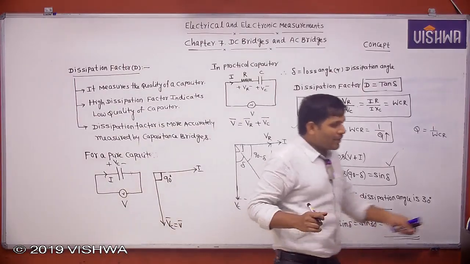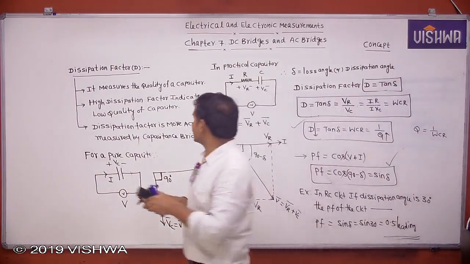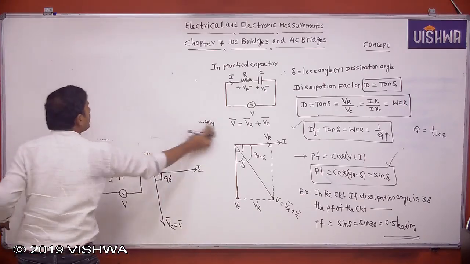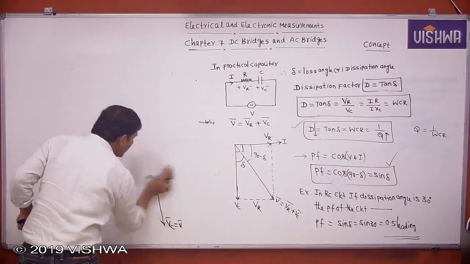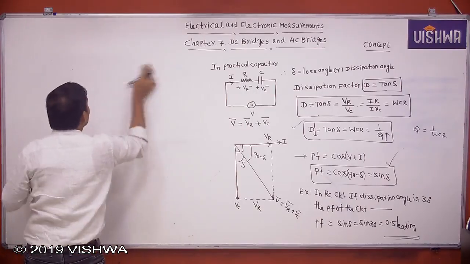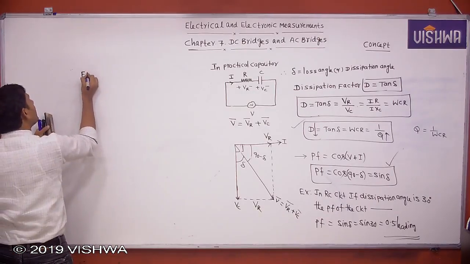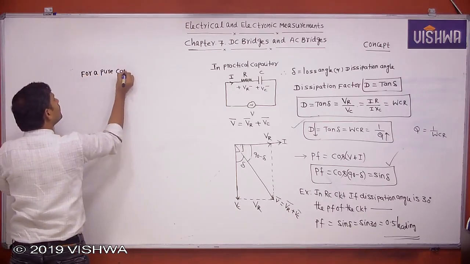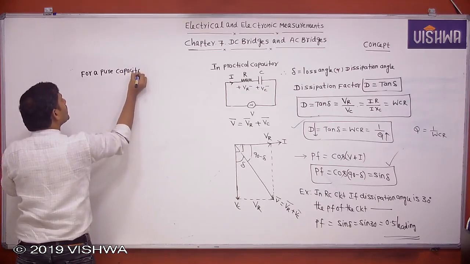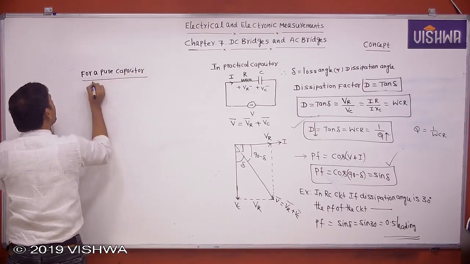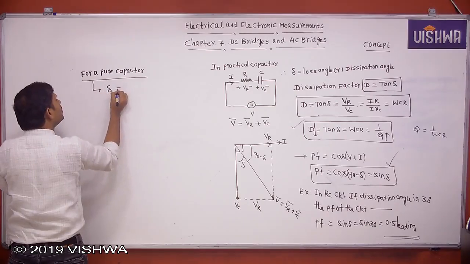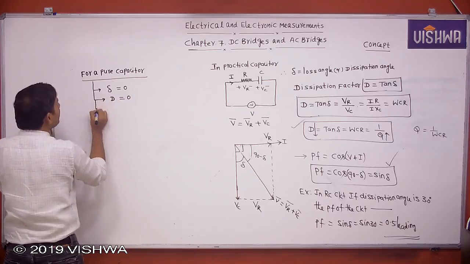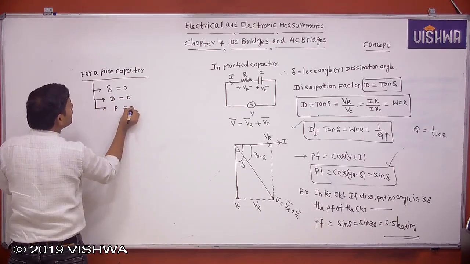For a pure capacitor, what is the dissipation angle? For a pure capacitor, practically not possible. I am telling that for a pure capacitor, what is the dissipation angle? Delta equal to 0. What is the dissipation factor? D equal to 0. What is the active component? Equal to 0.